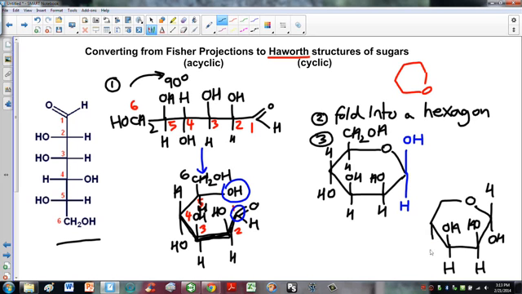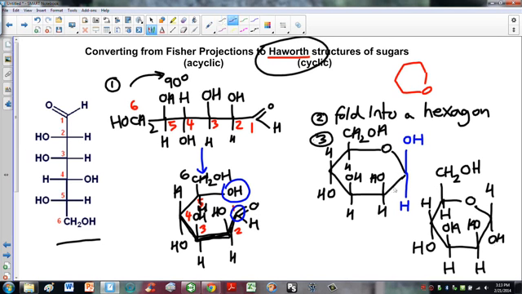For carbon 4, the OH is pointing down, and so it still is. So the hydrogen's up. And then for carbon 5, the CH2OH originally was pointing up, so it still is now. And that hydrogen is pointing down. So these two structures here, these are the Haworth structures of this sugar. The only difference is, I'm hoping you guys can see these are not the same because in one the OH points up, in the other the OH points down.